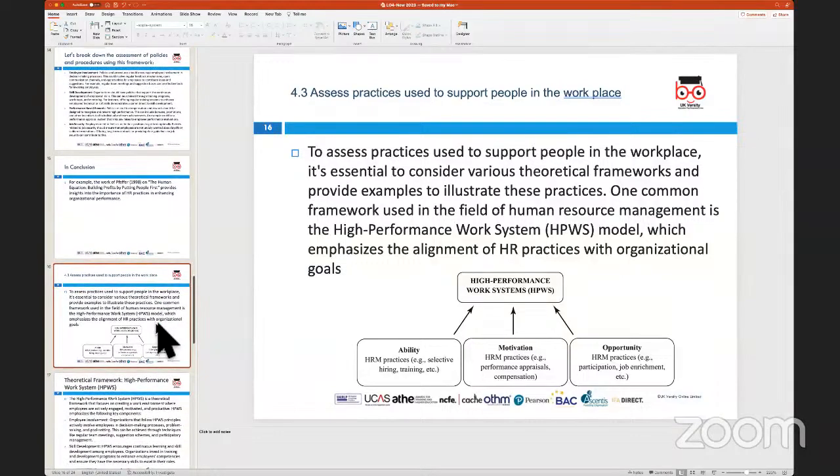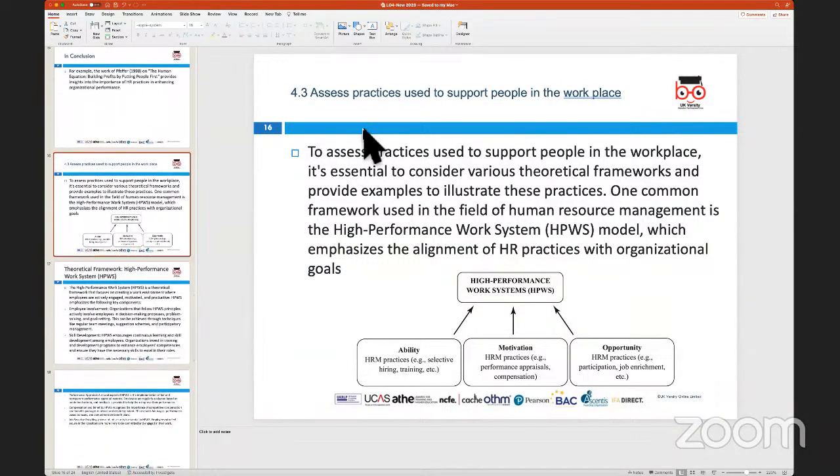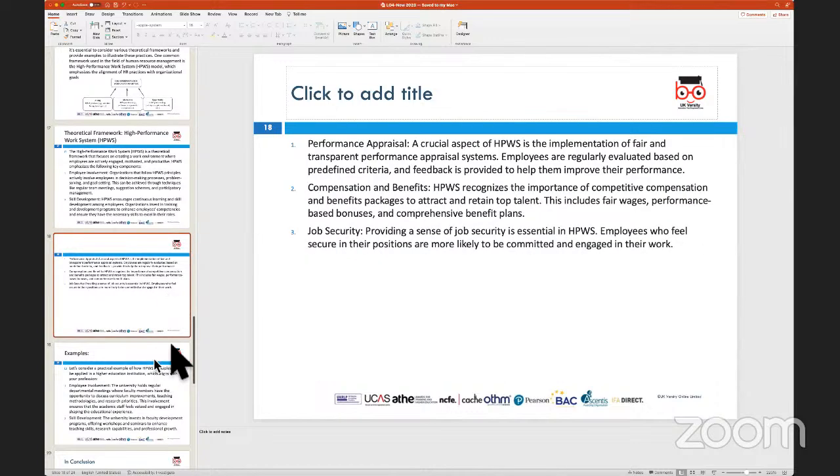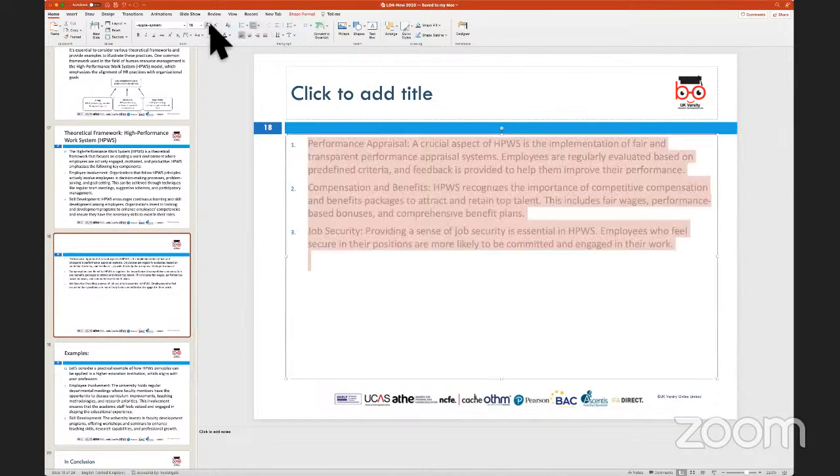The last one that we want to look at in this particular criteria is to assess practices used to support people in the workplace. Now, this brings us back to the high performance work system model, because here the HR department tries to create a conduit or a balance between having the right ability or the right organizational structure with the right systems, policies, and processes, along with teams or people in place to be able to deliver the organizational goals.